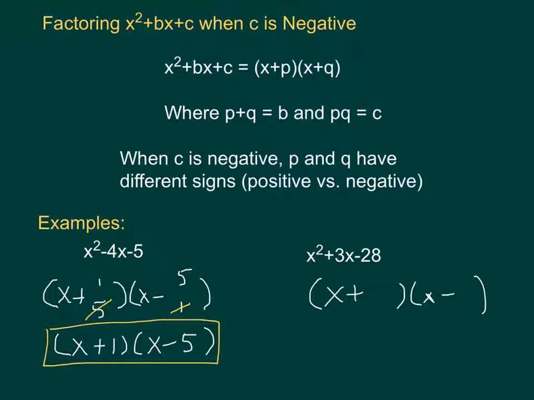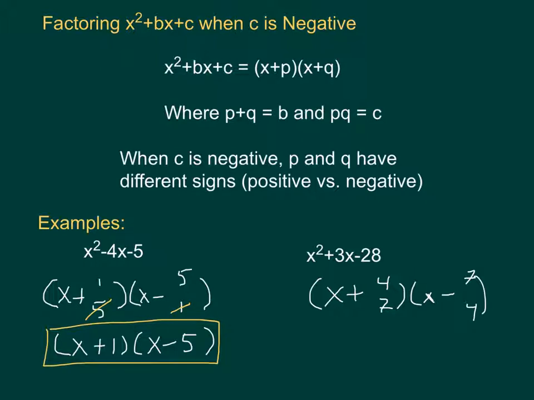Well, since I'm multiplying to a negative number, I know one will be positive, one will be negative. Ways to multiply to 28 include 1 and 28, 2 and 14, and 4 and 7. Making one of those numbers negative, the only combination that will work in getting 3x is a 4 and a 7. And I just have to choose which spot they go in.